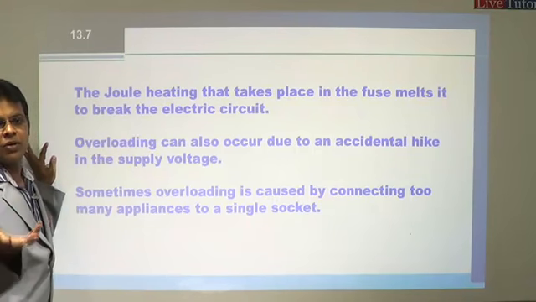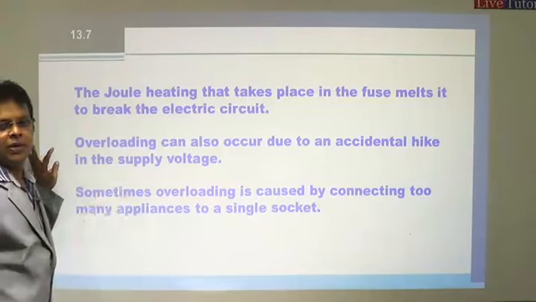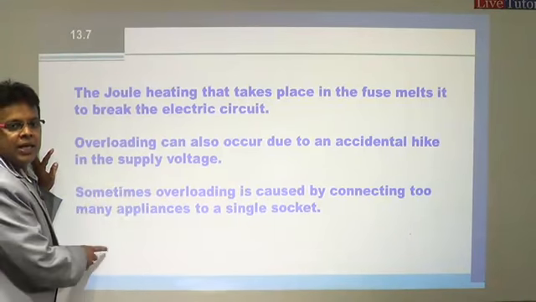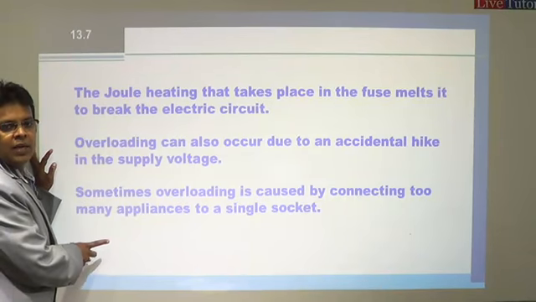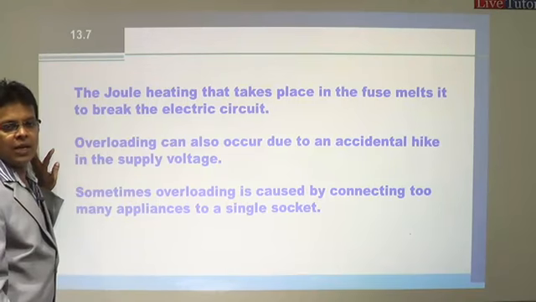They will even burst out due to the high flow of current. So that is also another possibility of overloading. And sometimes this overloading may be due to the usage of too many appliances in a single socket.